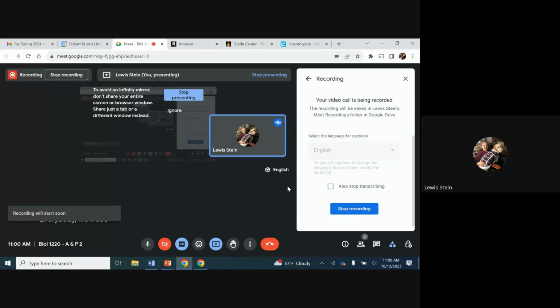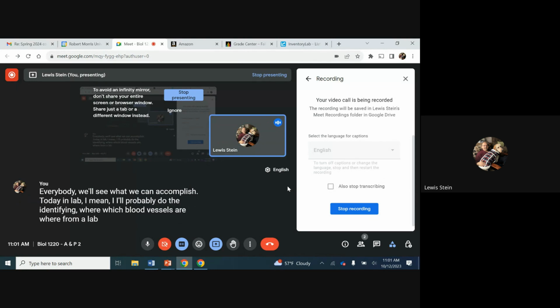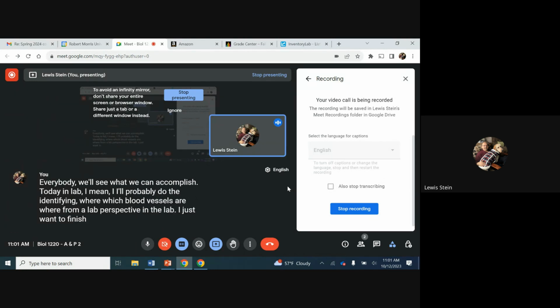We can accomplish today in lab. I'll probably do the identifying of which blood vessels are where from a lab perspective in the lab. I just want to finish up the physiology part of this unit now.